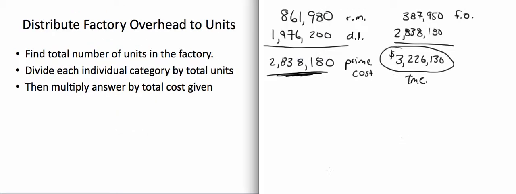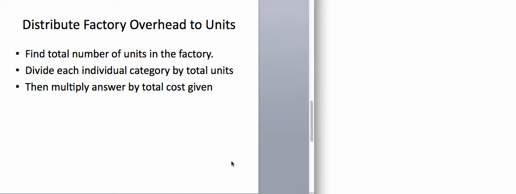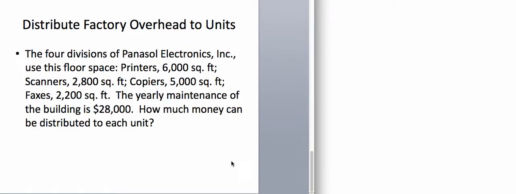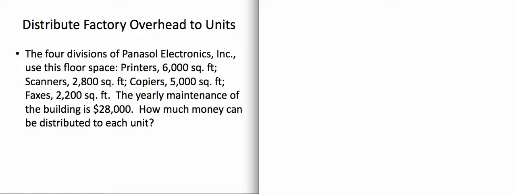The next thing we're going to talk about is being able to distribute the factory overhead to units. So basically what we're going to do is find the total number of units that are given for the specific spot. It could be square feet, could be total number of units produced, etc. Once we find that, we divide each individual category by the total units, and then multiply each answer by the total cost to find out how much each spot gets.